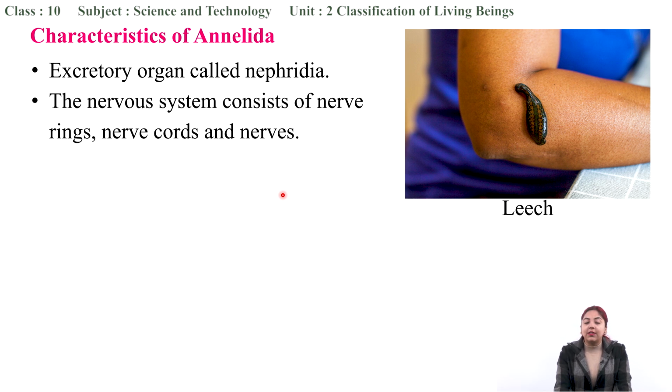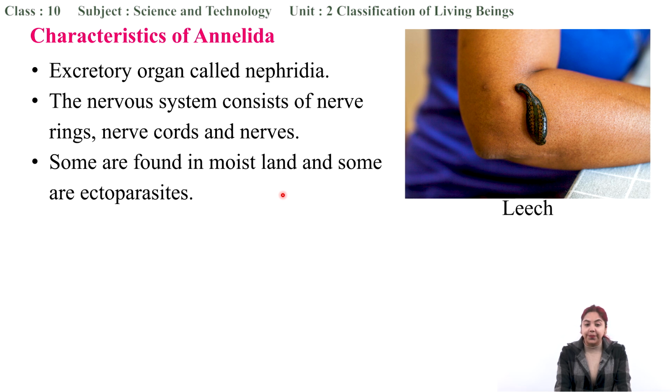Now, their nervous system consists of nerve rings, nerve cord and nerves. Some of the organisms are found in moist land, and some of them are also ectoparasites. Now, ecto means external, that is outside the body, and parasite means an organism that has parasitic tendency.